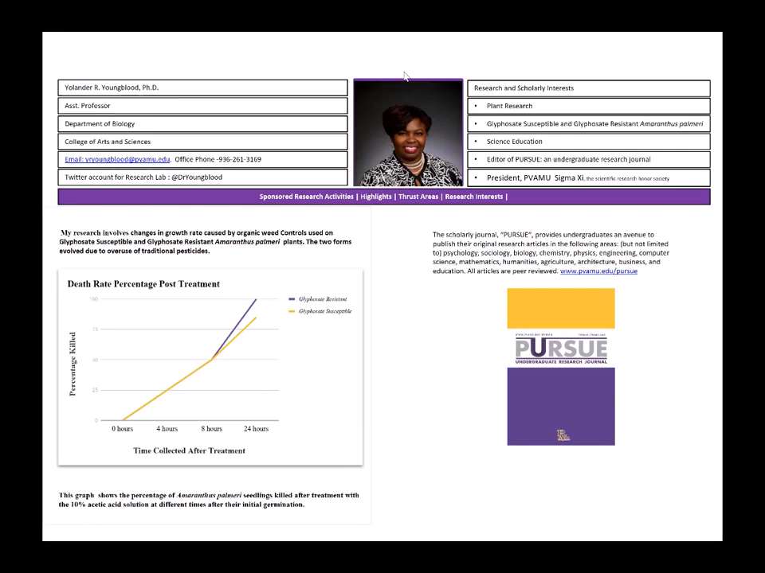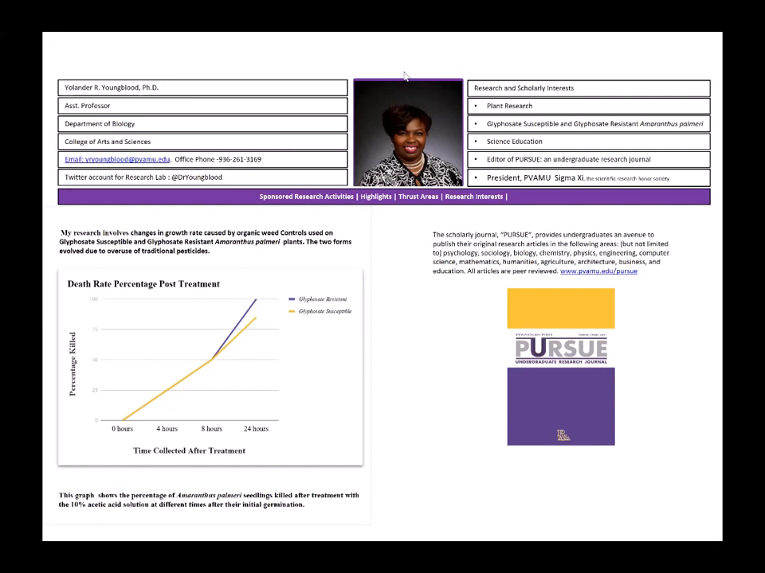Amaranthus palmeri is one of those plants. So over the years, Amaranthus palmeri evolved two forms. One form is resistant to these traditional pesticides and one form is not. The resistant form is glyphosate resistant and the susceptible form is glyphosate susceptible.